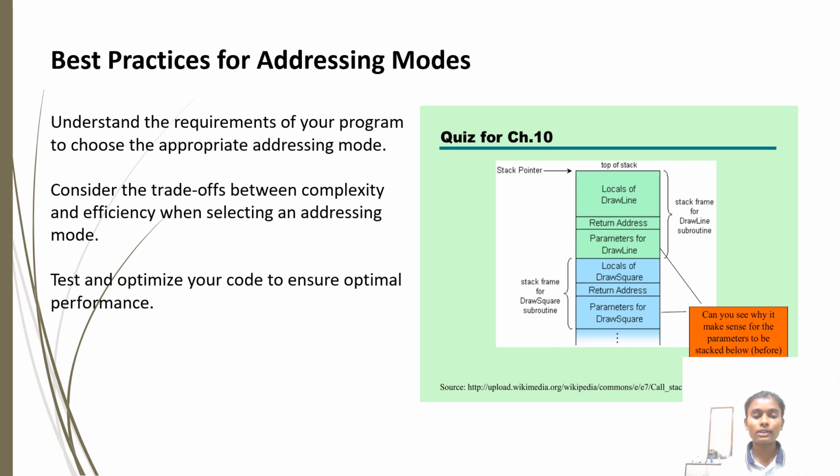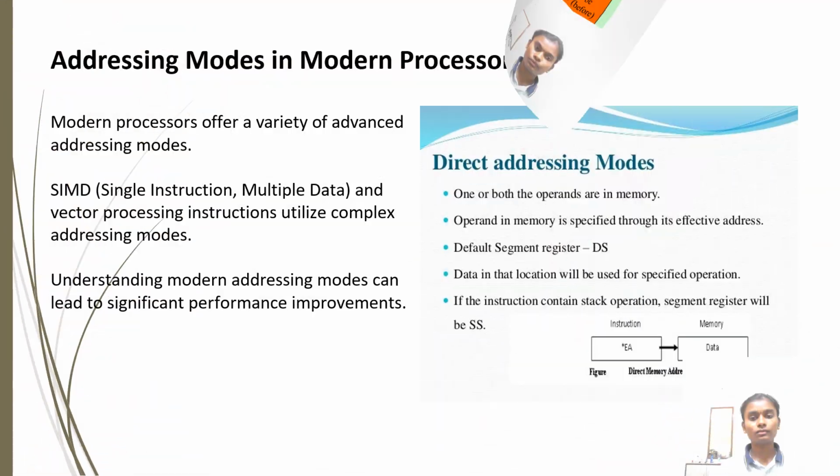Best practices for addressing modes: understand the requirements of your program to choose the appropriate addressing mode. Consider the trade-offs between complexity and efficiency when selecting an addressing mode. Test and optimize your code to ensure optimal performance. Modern processors offer a variety of advanced addressing modes. Single instruction, multiple data and vector processing instructions utilize complex addressing modes. Understanding modern addressing modes can lead to significant performance improvements.